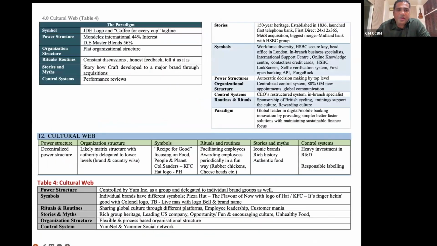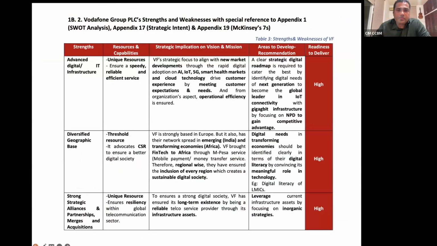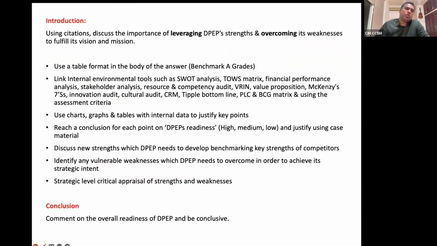So coming back to the answer. Again, introduction: you can use citations, discuss the importance of leveraging the company's strengths, and how you would overcome its weaknesses to fulfill its vision and mission. So a short paragraph, maybe you can use some citations. But for the body of the answer here, I don't really have a structure to give you. I'm going to show you many A-grade answers, and I want you to benchmark a structure, right?